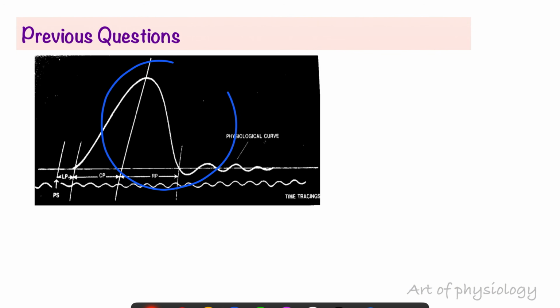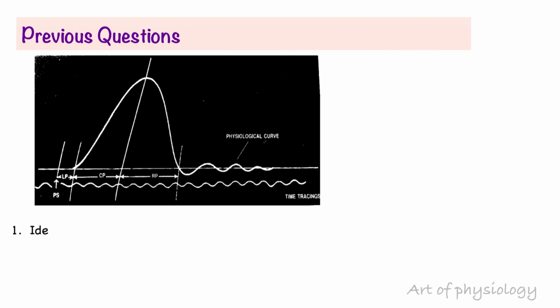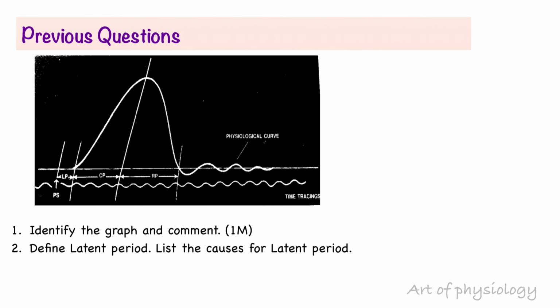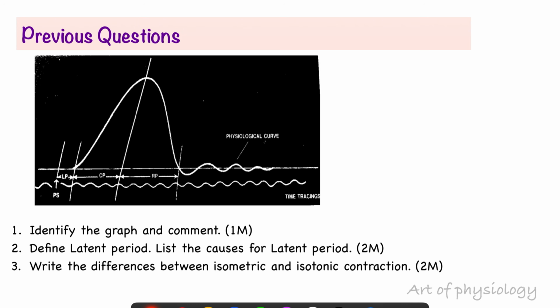This is a model question. This is how you will get a question from this part for 5 marks. First you have to identify the graphs and answer the sub-questions below. The first question is to identify the graph and comment, that is for 1 mark. Define latent period and list the causes for the latent period. Write the difference between isometric and isotonic contraction. So this is how you will get a question.